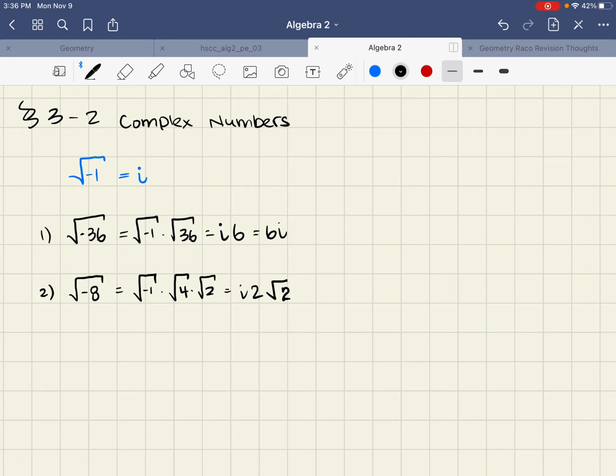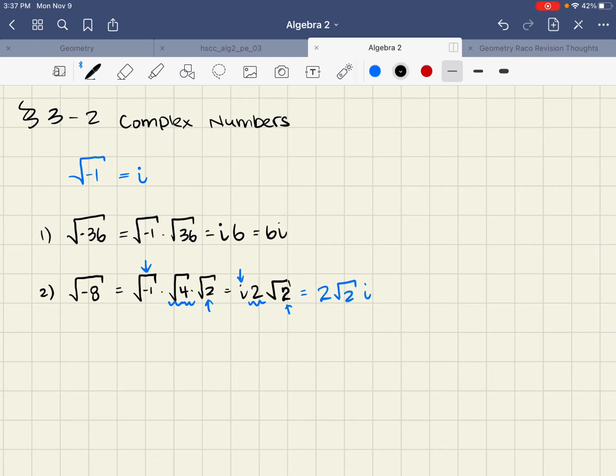Now for people that are a little confused by that, just know that this right here is this guy, this here is this guy, and this here is this guy. I would simplify this answer a little bit differently. I would write 2 square root of 2 i. Same thing, except I put the i in the back.